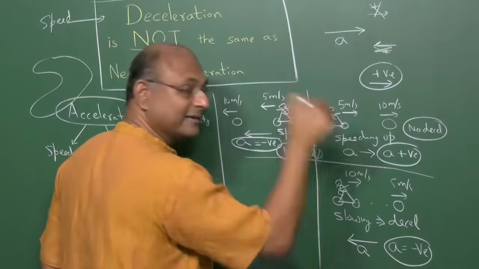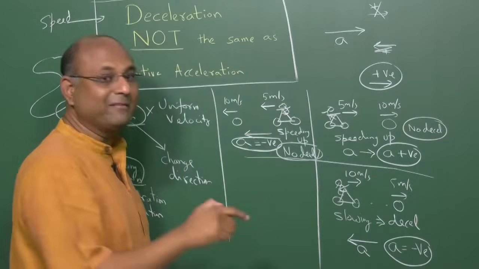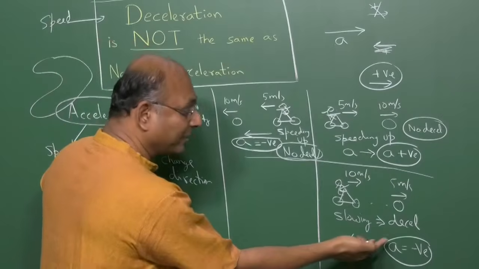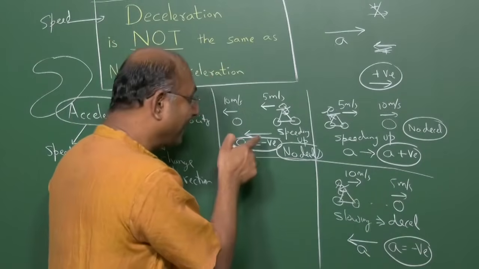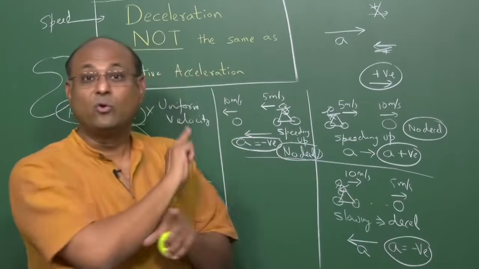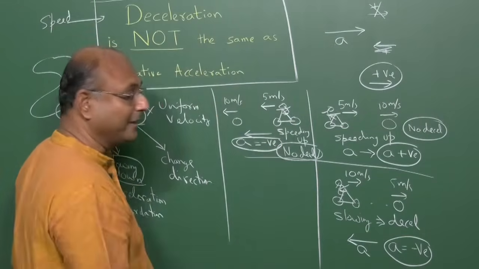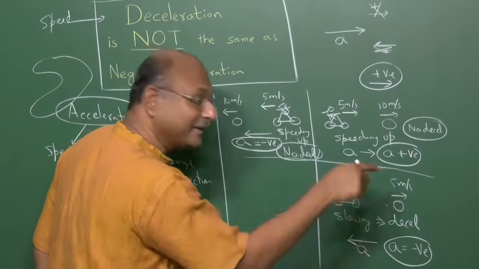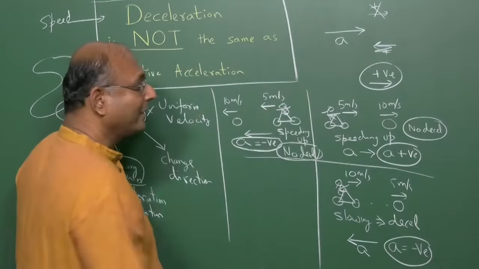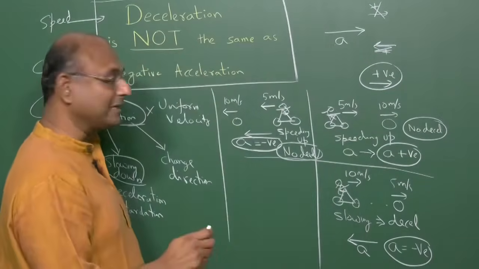Negative acceleration, deceleration. So you cannot say whenever you have negative acceleration, you have deceleration, because here you have negative acceleration and deceleration, and here you have negative acceleration and no deceleration. Negative acceleration, no deceleration, speeding up. Negative acceleration, deceleration, slowing down. Here you are speeding up and you have acceleration that is positive.